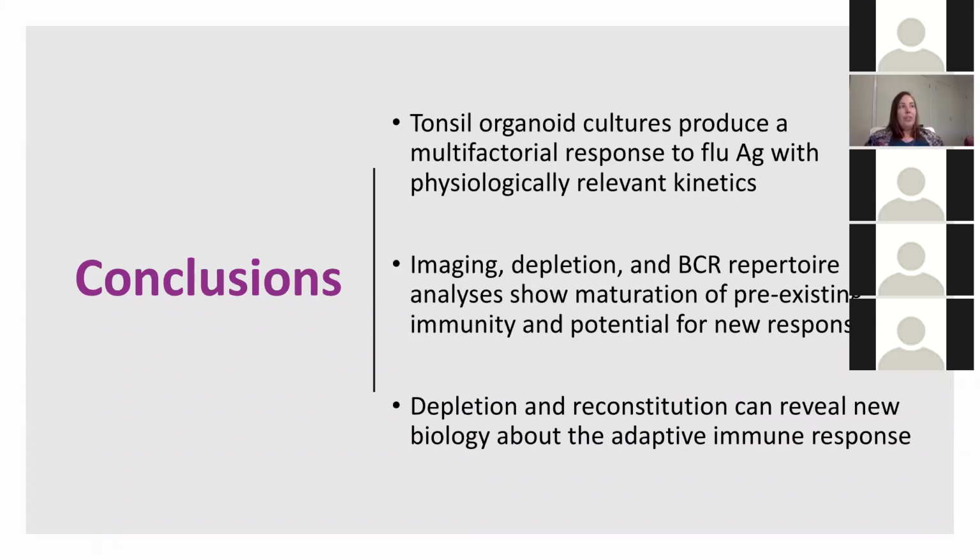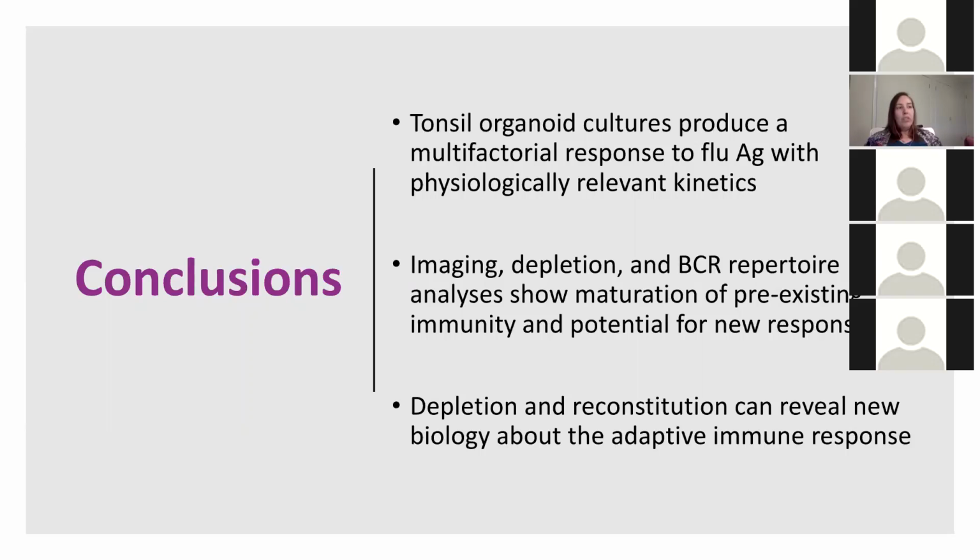So what I've shown you is that the tonsil organoid cultures are capable of producing this multifactorial response to flu antigens, and that this is happening with roughly physiologically relevant kinetics. I didn't have time to show you, but we've also looked, for example, for flu M1 specific CD8 T cells. We see that those expanded as well. And so we have a good idea that we have both T cell and B cell responses ongoing here.